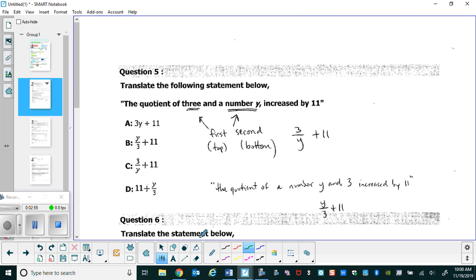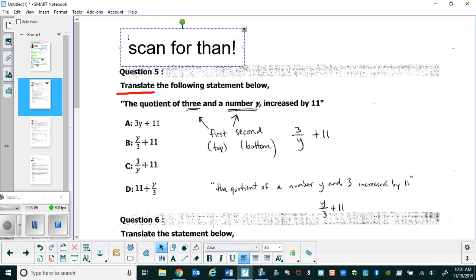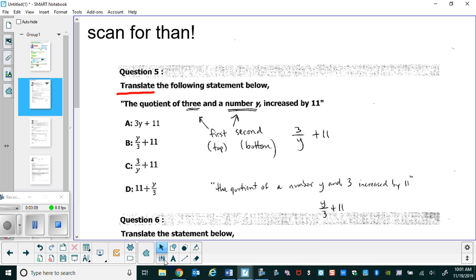All right, now we are on question 5. And when translating here, I wanted to remind you guys that you're essentially always on the lookout. You're going to scan for than. But if there is no than, then you just translate from left to right, whatever you see. So for this one, the quotient of 3 and a number y, since 3 comes first, it's on the top. And since a number y is second, it would go on the bottom. And then we're going to increase that by the 11. So the quotient would be the answer of the division problem. So you divide these and then add 11 to that. And so that one is going to be answer choice C.